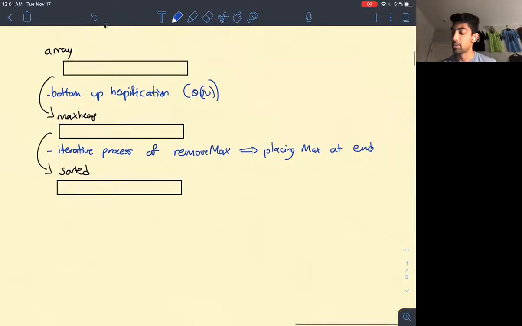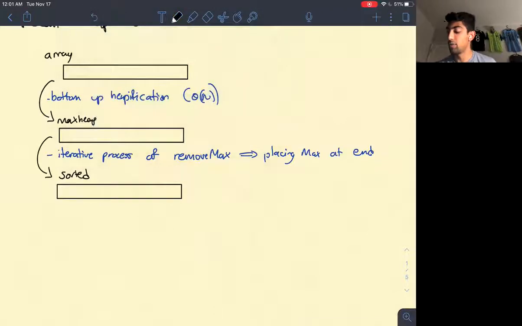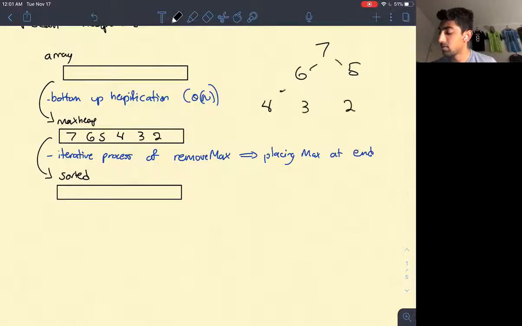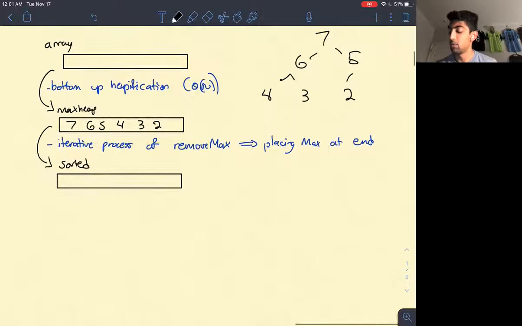Okay, so what that means is that if we have some max heap, let's say 7, 6, 5, 4, 3, 2, right? This is a max heap that looks like this. Then, in order for us to actually sort this array, we remove 7, and then we promote 2 to the top, and then 2 will bubble down accordingly. So how that looks is that we will have 6, 4, 5, 2, 3.